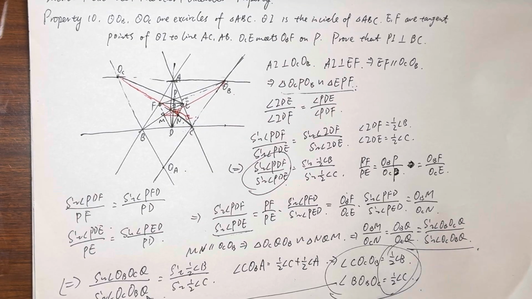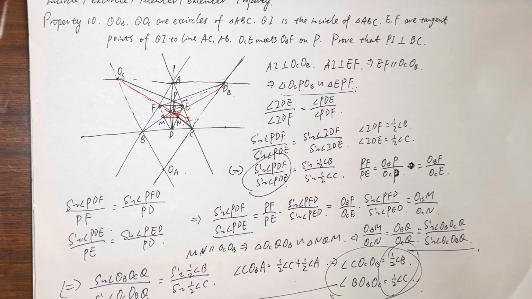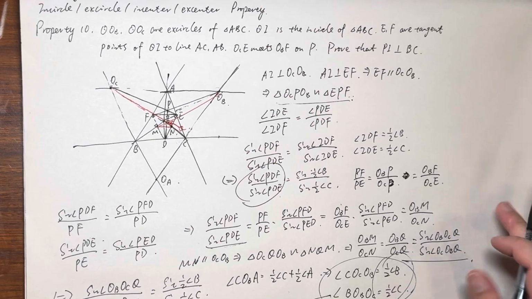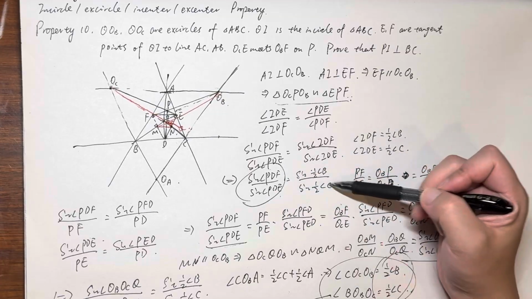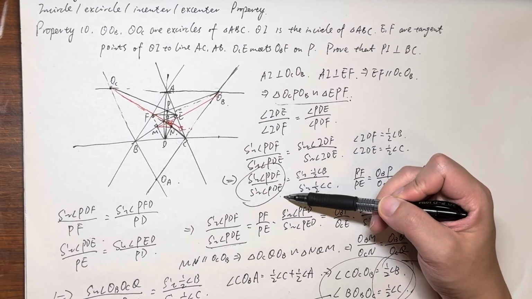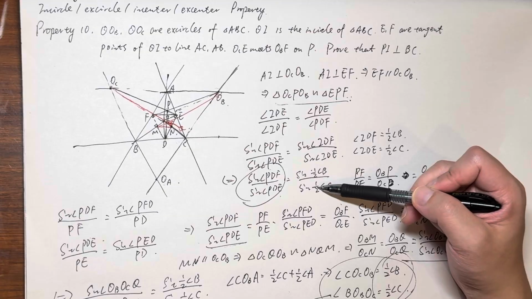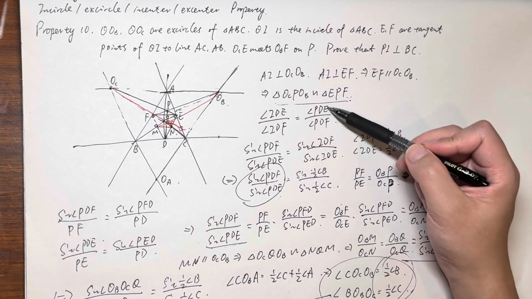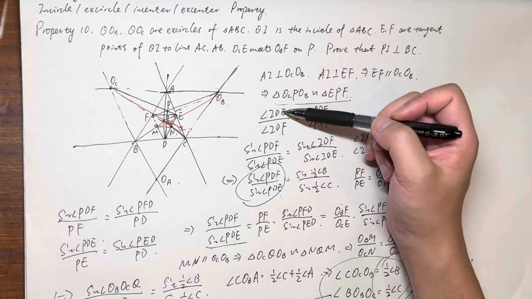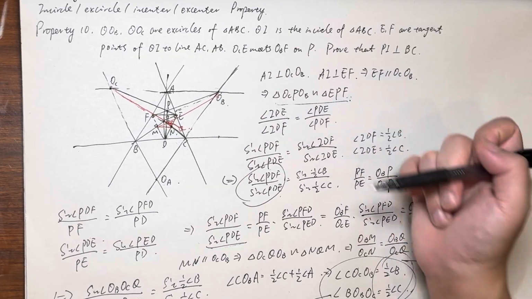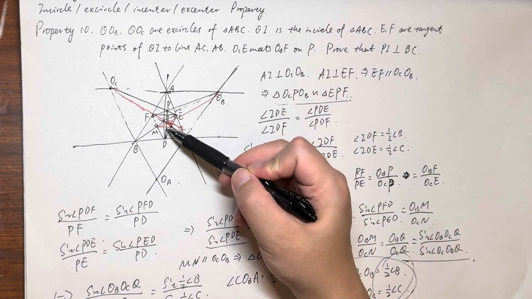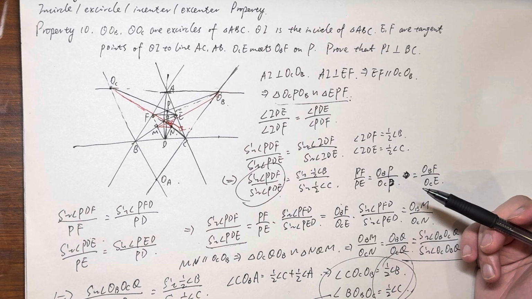Then we know that this is true. It means back to here, this is true, right? The ratio of PDF to PDE equals this one, which means the ratio of the PDF to PDE equals IDF to IDE. That is saying PID are collinear.